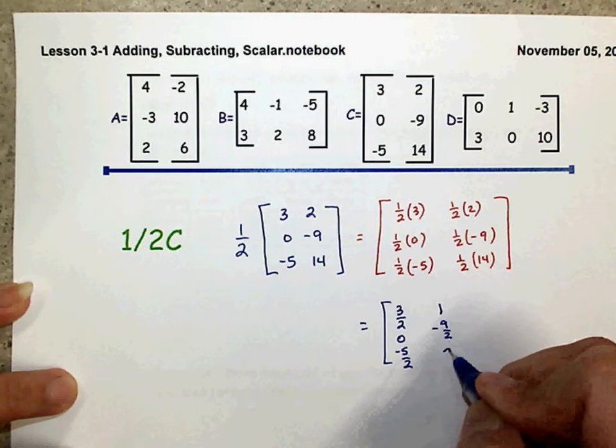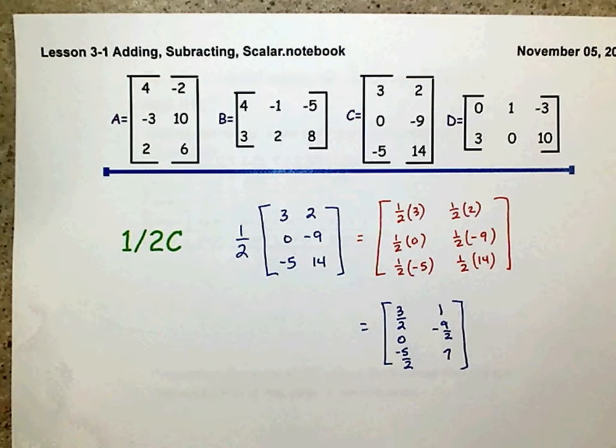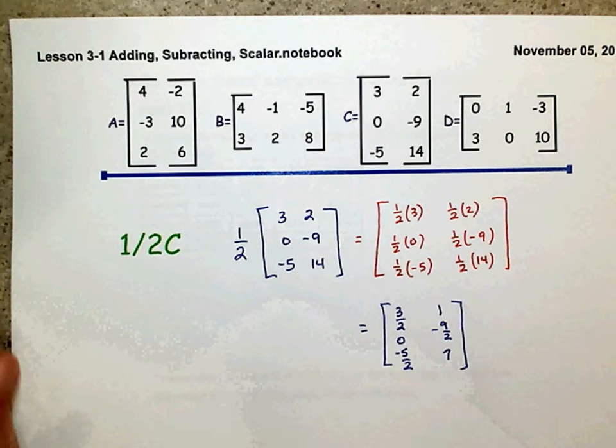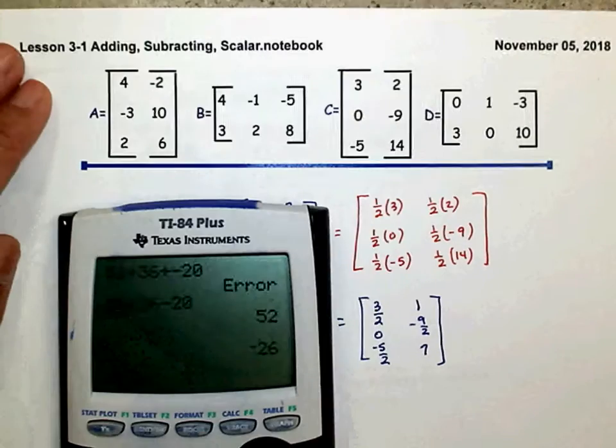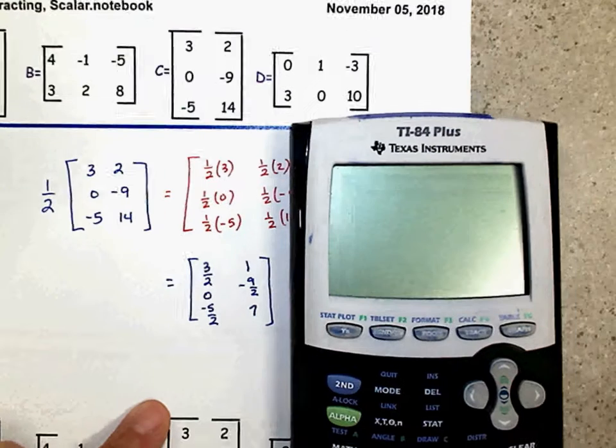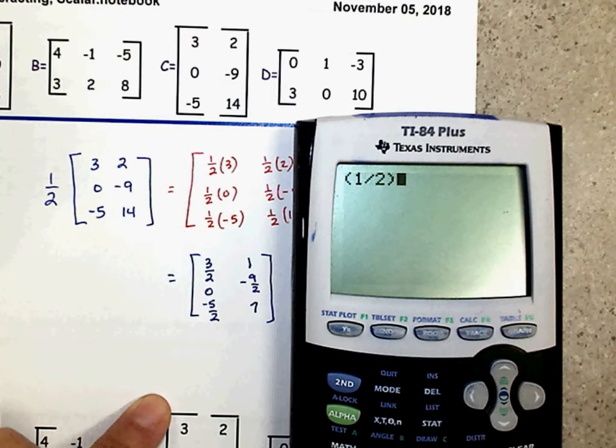Now, just in case you didn't know how to do that, let me show you how to do that on a calculator. Let's go to this side instead. Here we go. Parentheses around your fraction. So 1/2 times 3. Math, frac. See how that changes to 3/2 for you?